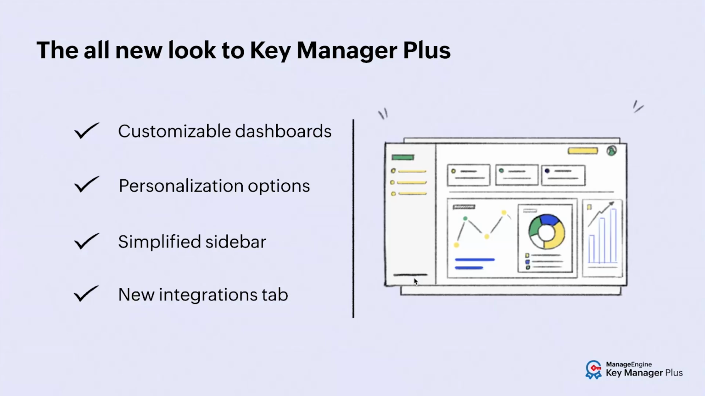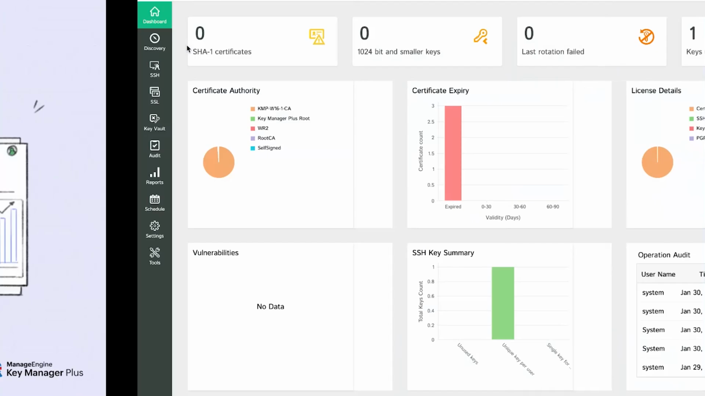As far as UI is concerned, like I touched upon it, we have customizable dashboards as part of our customization options, as well as the option to change themes, etc. in Key Manager Plus. We have a simplified sidebar that goes along with certificate operations as well as key operations that you would need in the order in which you would need them. And we also have a brand new integrations tab, right? I'll show you this in the product, of course.